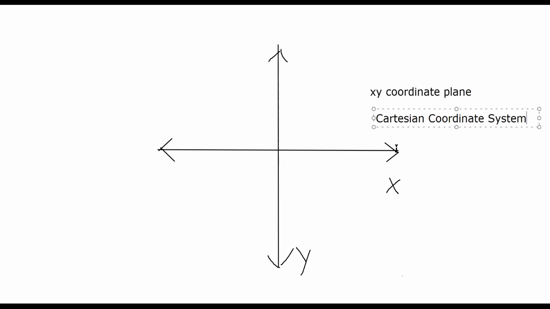Hey, doesn't that look like old school graphing we've done, that we've seen before, that we've been using before? It's called the XY coordinate plane. What's really interesting is it's also called the Cartesian coordinate system, because it's named after a French mathematician and philosopher from about 300 years ago, René Descartes.